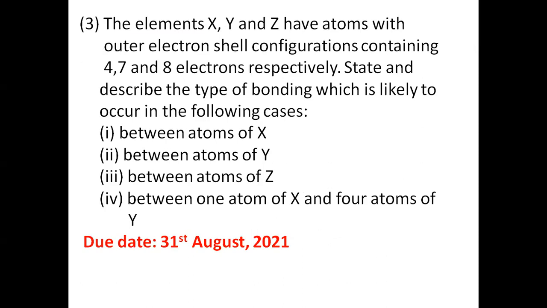Elements X, Y, and Z have atoms with outer electron shell configurations containing 4, 7, and 8 electrons respectively. State and describe the type of bonding which is likely to occur in the following cases: between atoms of X, between atoms of Y, and between atoms of Z. Between 1 atom of X and 4 atoms of Y. Due date is 31st August 2021.